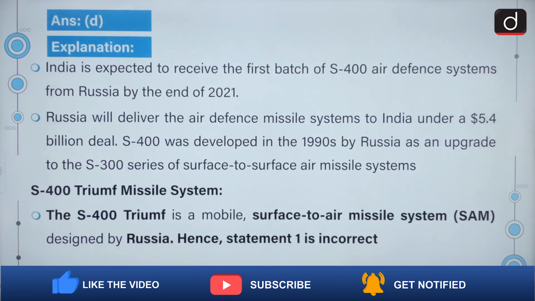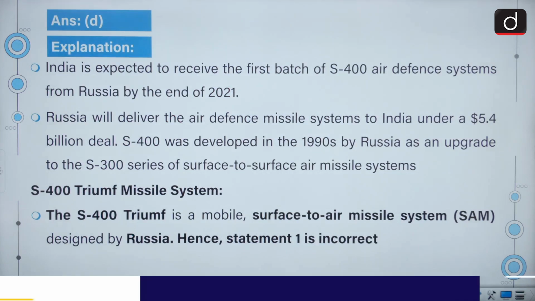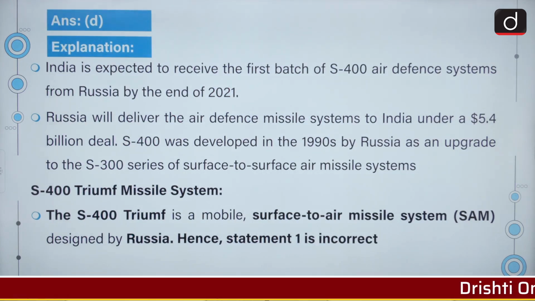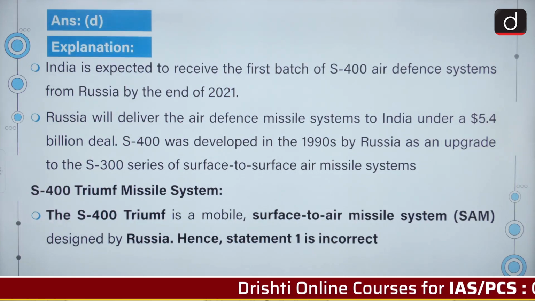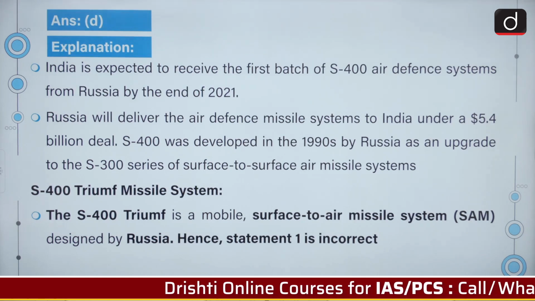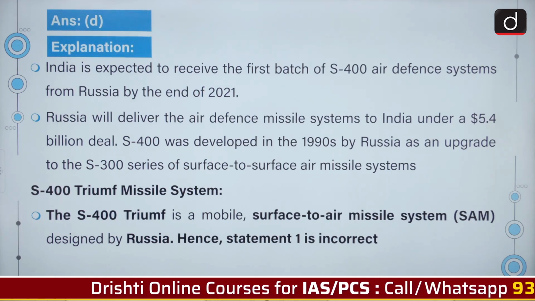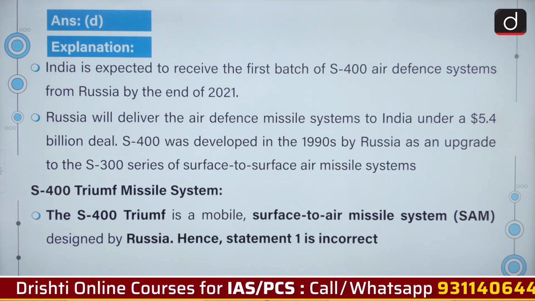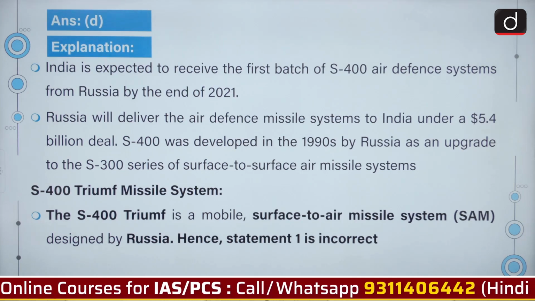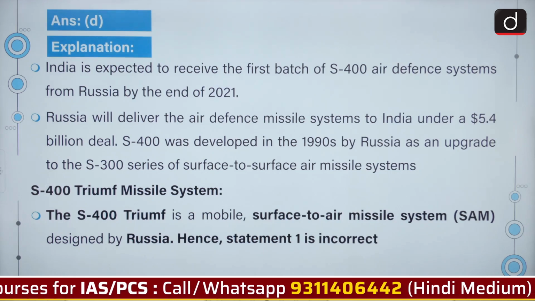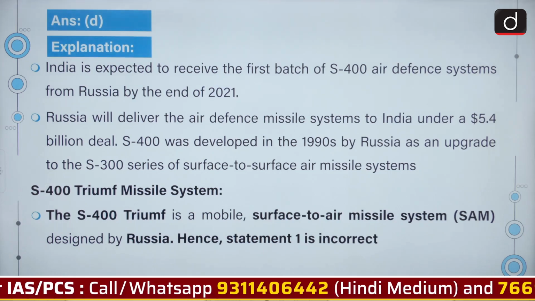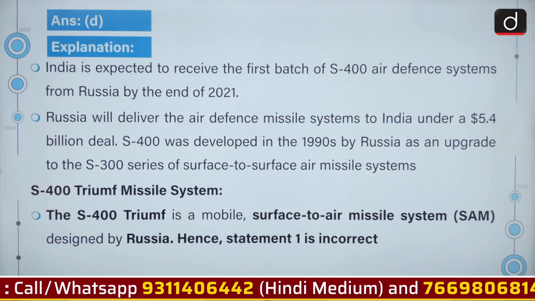India is expected to receive the first batch of the S-400 air defense systems from Russia by the end of 2021. Russia will deliver the air defense missile system to India under a $5.4 billion deal. S-400 was developed in the 1990s by Russia as an upgrade to the S-300 series of surface-to-air missile. Okay, and S-400 Triumph missile system is a mobile surface-to-air missile system designed by Russia.